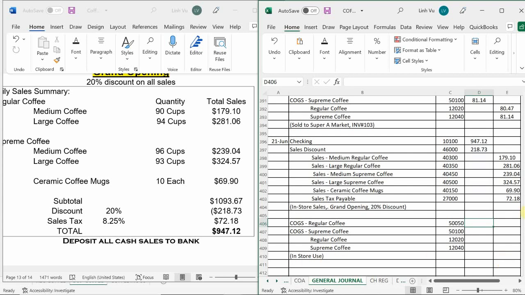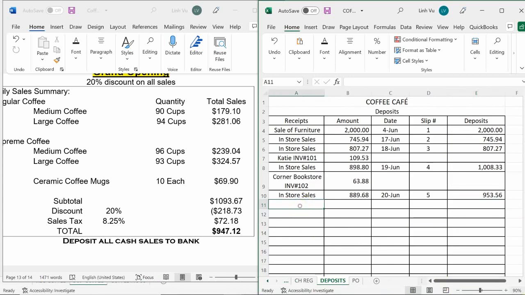Well, first off, before anything else, we need to deposit our money in order for it to appear in our checking account. So in this case, I need to go to my deposits because I need to go to the bank to deposit my money for in-store sales for $947.12. Okay, today's the 21st. So this is my 6th deposit. So that means I should deposit $947.12.